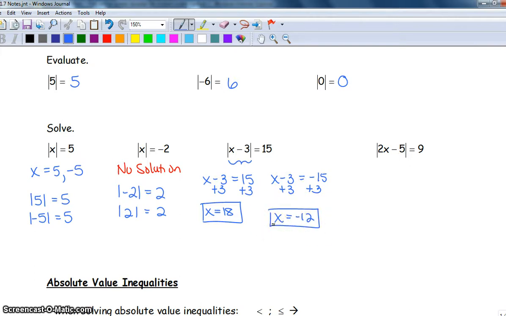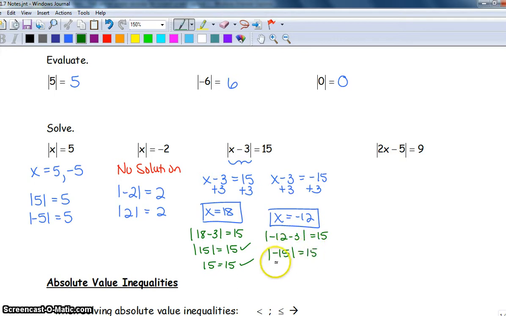We have two possibilities, and to show you where that comes from, we just plug it back in. If I plug in 18, I get 18 minus 3. I get the absolute value of a positive 15, giving me 15. If I plug in negative 12, I get negative 12 minus 3. Well, that gives me the absolute value of a negative 15. And the absolute value of a negative 15, that's still 15 spots away. So I still get a positive 15 as my answer.